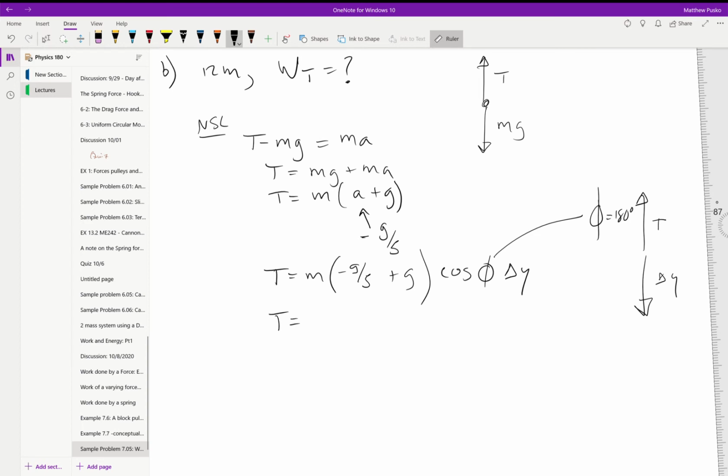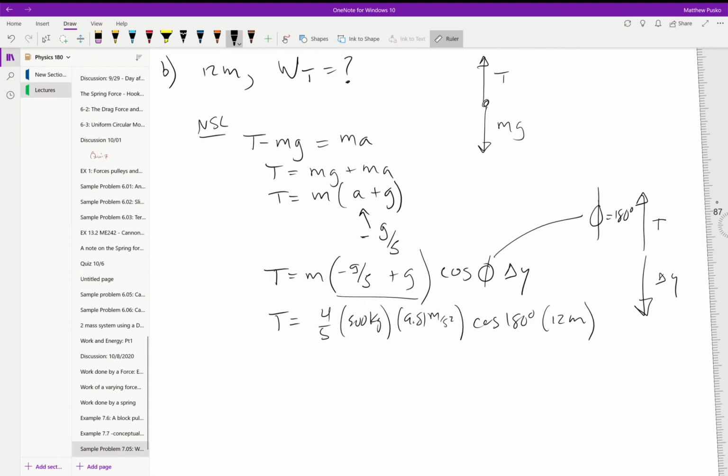Simplifying this, we get the tension equal to, we can combine this to be 4/5 g. 1g minus 1/5 g gets us 4/5 g. And then, let's actually crank the number. We have 500 kilograms. We have g as 9.81 meters per second squared. And it goes through a cosine of 180 degrees at a distance of 12 meters.